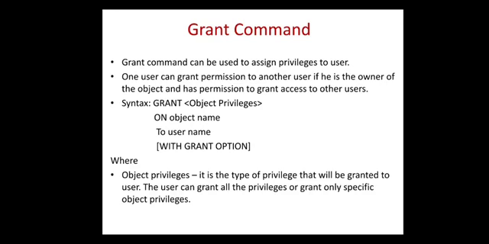Now we will see the first DCL command, that is grant. The grant command can be used to assign privileges to the user. In the previous session we have seen how to create the user. Now we are going to assign privileges to that created user, and for that the grant command can be used. Privileges means permissions like to create, select, insert, update, delete. These are the privileges. One user can grant the permission to another user if he is the owner of the object and has permission to grant access to other users.